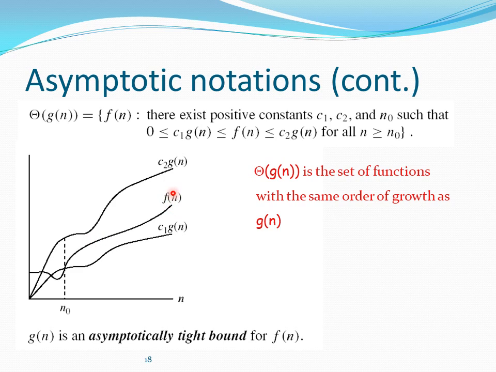Okay. From this point n0, c2 g of n is bounded above f of n and c1 g of n is bounded below f of n. So that we can write like this: 0 less than or equal to c1 g of n less than or equal to f of n.